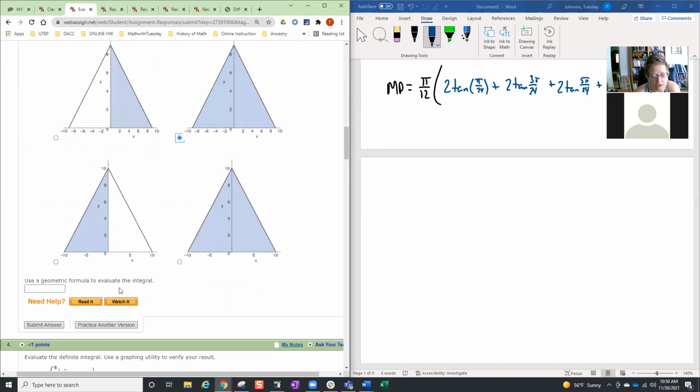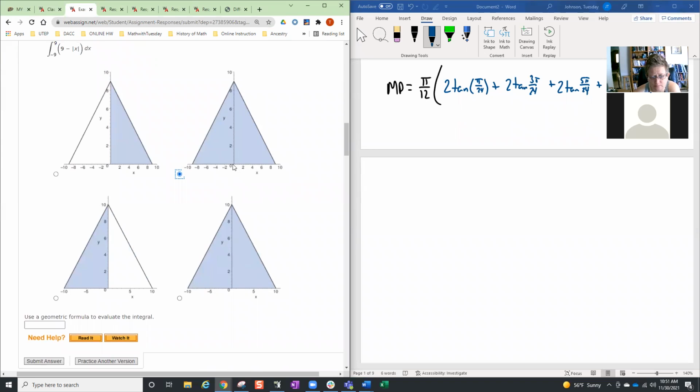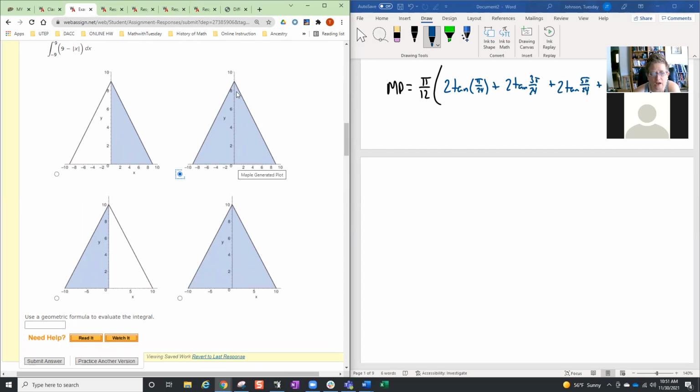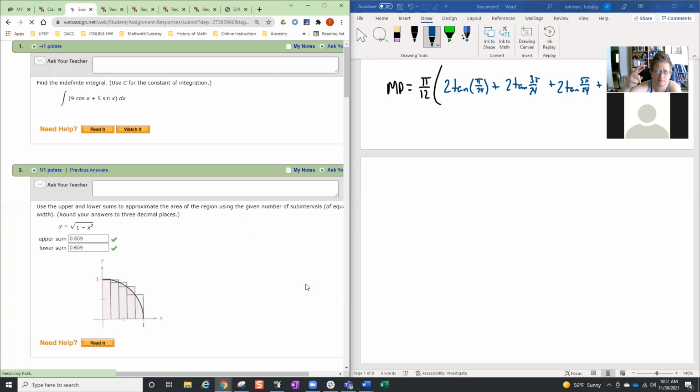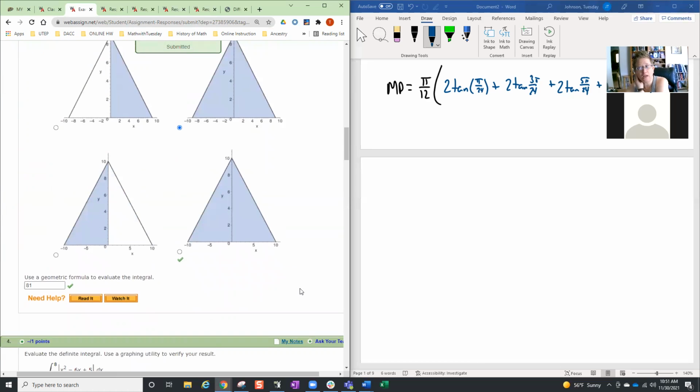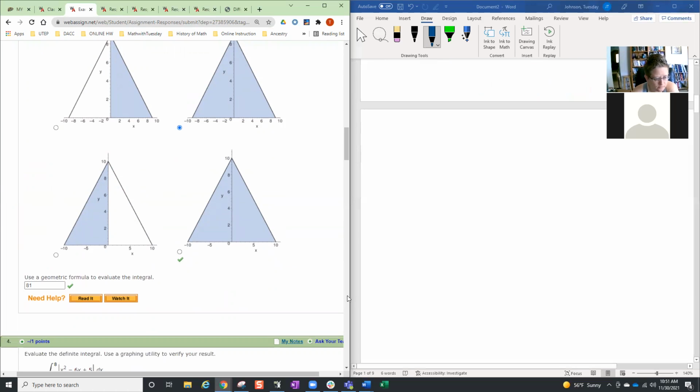If I wanted to use a geometric formula to evaluate the integral, how do we find the area of a triangle? It's 1/2 the base. So the full base is 18, half the base is 9, times the height. Half base times height. 9 times 9 is 81. Let it be easy. It's either going to be an absolute value or a semicircle, so a triangle. Don't forget your basic geometric formulas now that you know all this fancy calculus stuff.